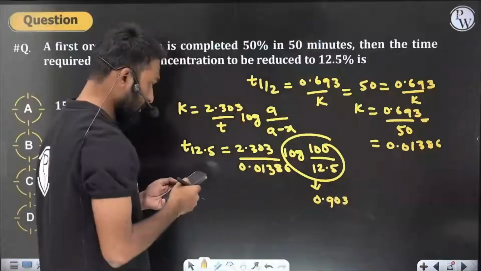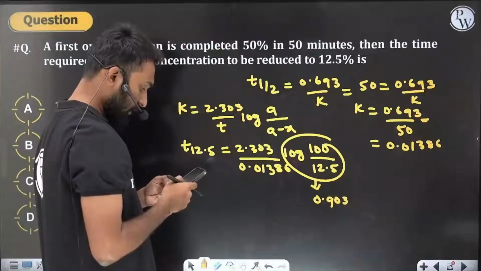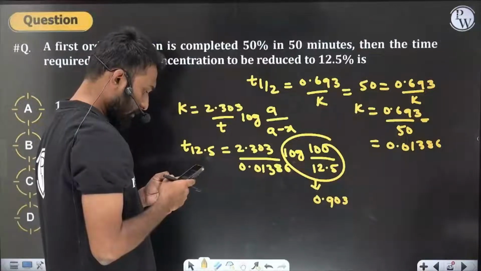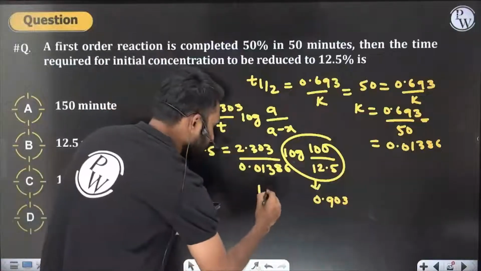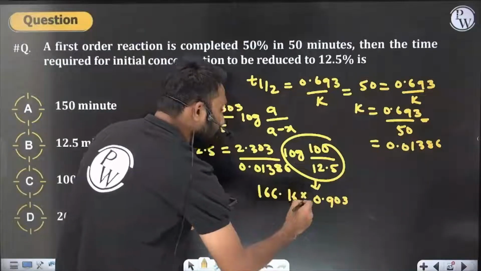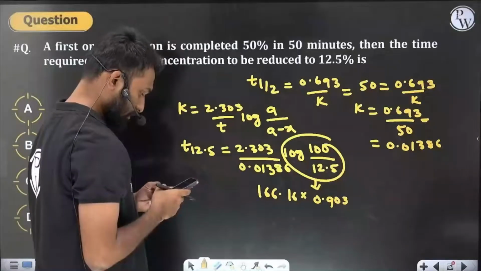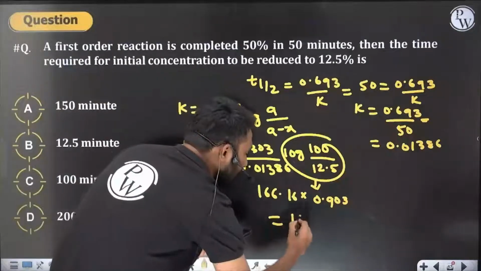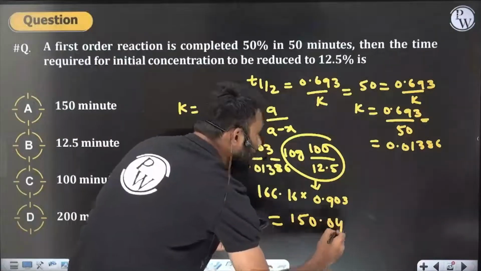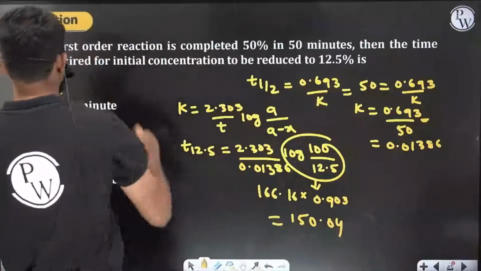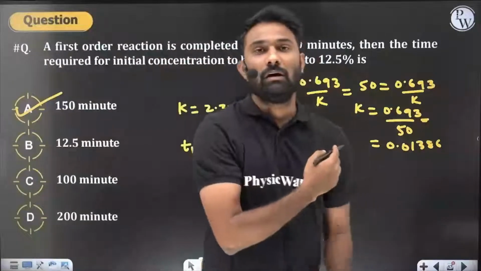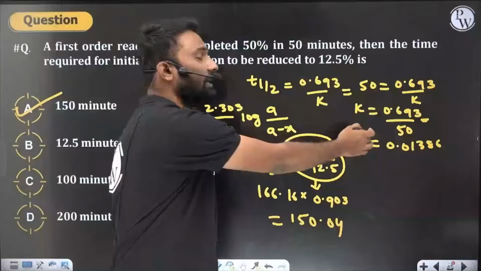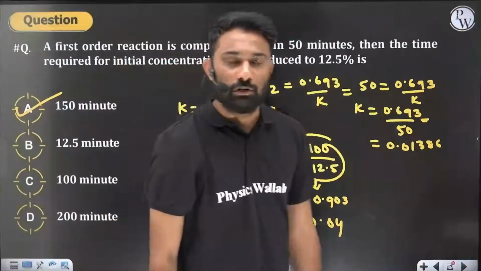This entire value we got 0.903. Now we'll see this value, 2.303 by 0.01386. How much did we get? 166. This we got 166.16. Now if you multiply by 0.903, exactly we got 150.04 minutes. That is the answer option here. If there is any complicated calculation, log values or any other values, they will mention it in the questions. Okay.